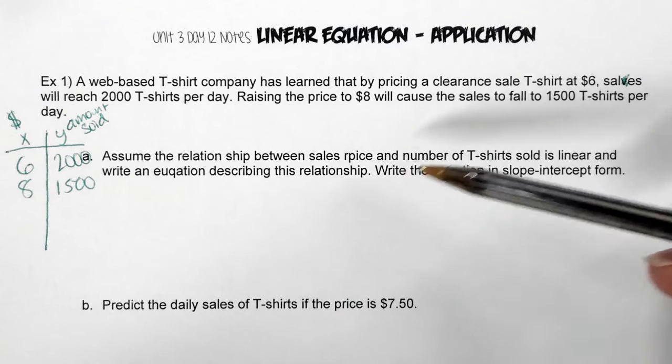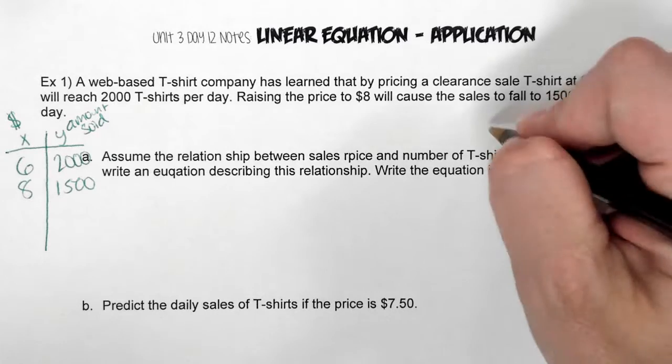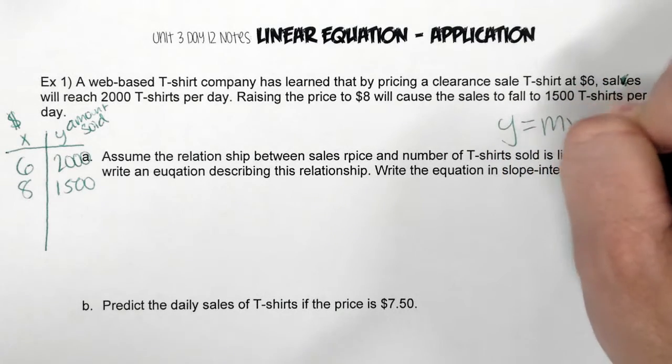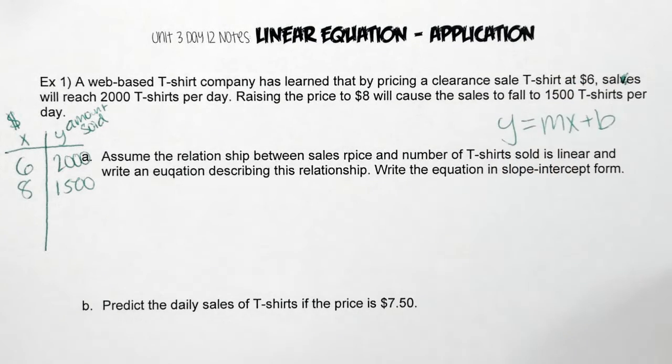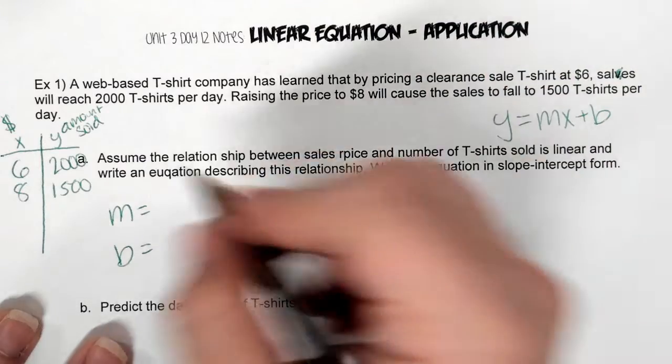It says assume the relationship between sales price and number of t-shirts sold is linear and write an equation describing this relationship. Write the equation in slope-intercept form. Just a reminder, slope-intercept form is y equals mx plus b. And I'm given 2 points. I don't know my slope and I don't know my y-intercept, but I can find both with those 2 points. So I am going to find slope first.